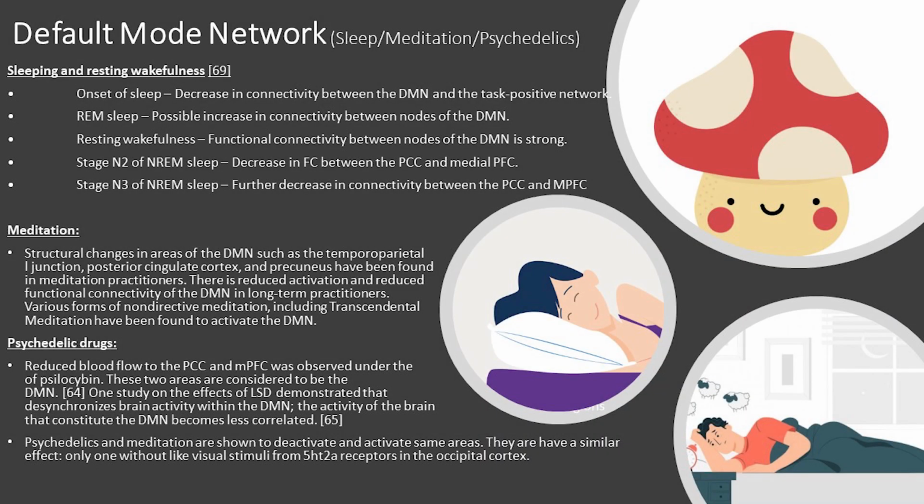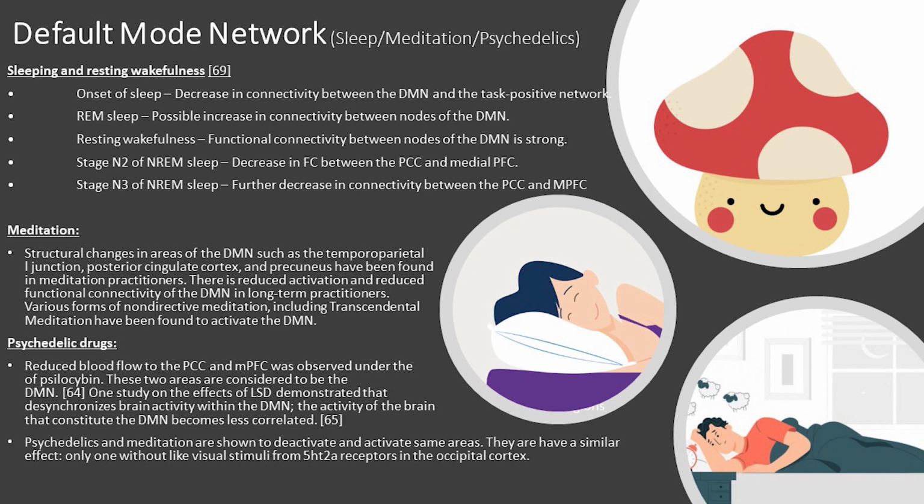So in sleeping and resting wakefulness, we see that during the onset of sleep, there is a decrease in connectivity between the default mode and the task-positive network. And then during REM sleep, so dreaming, there's a possible increase in connectivity between the nodes of the DMN. And then in resting wakefulness, the connectivity between the nodes of the DMN is very strong.